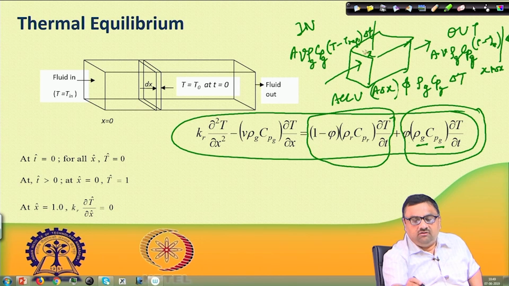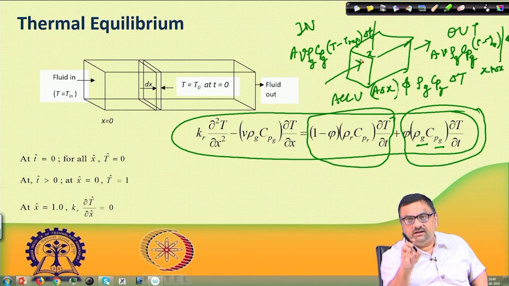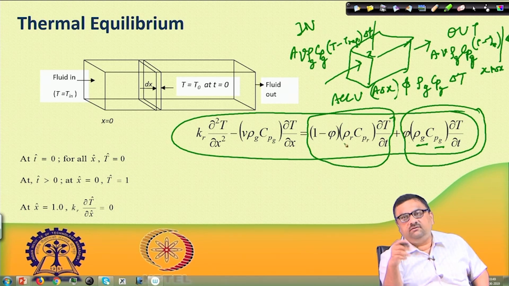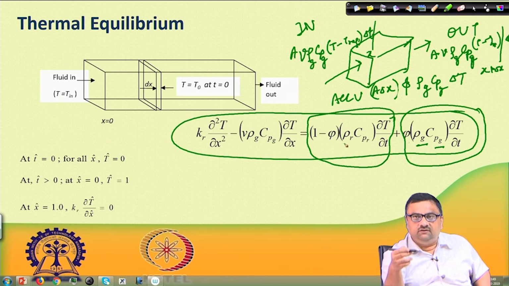That means, out of this total differential volume that I have considered, phi part is the void part. So, accumulation is taking place over that volume, which is A delta x, the volume of the differential element, multiplied by phi. That becomes the void volume in the differential element, over which the accumulation is taking place. Here the solid volume is 1 minus phi into A delta x. So, accumulation is taking place over the solid volume.